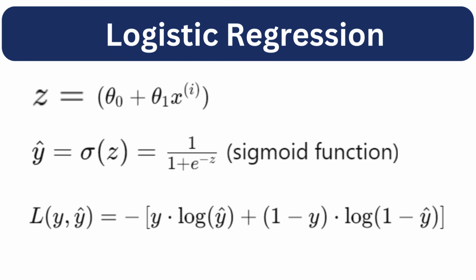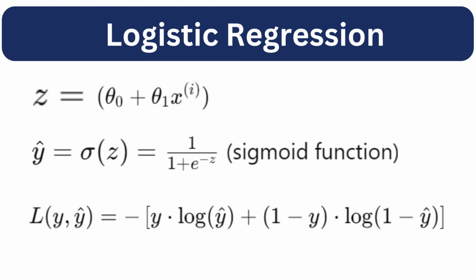So in logistic regression, we have these three equations. The first equation is Z. Z is the linear combination that we discussed in regression. For simplicity, we have chosen only one independent variable, x. So Z = theta 0 plus theta 1 x, where theta 0 and theta 1 are the parameters or the weights, and x is the independent variable.